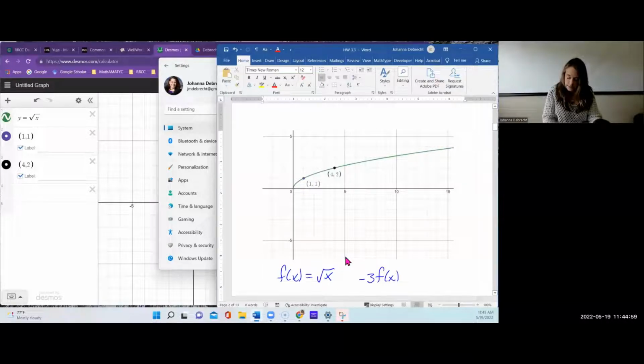If I multiply 0 by 3, I still get 0, and when I fold on the x-axis, it stays put. But the point 1, 1 gets reflected over here and comes down to 1, negative 3. And the point 4, 2, I multiply the 2 by the negative 3, and I get negative 6.